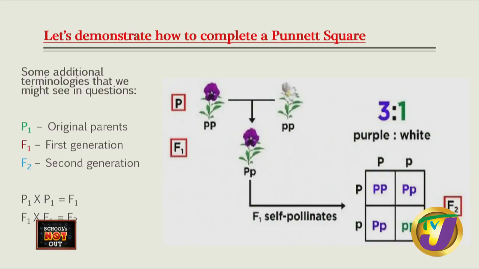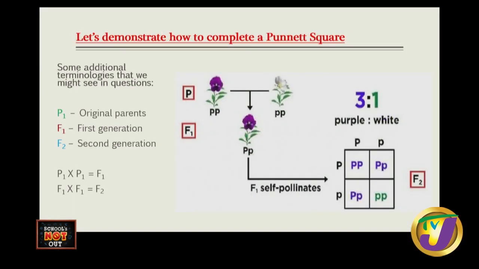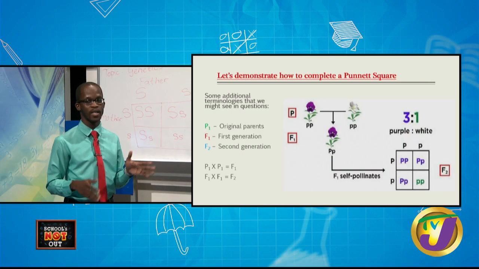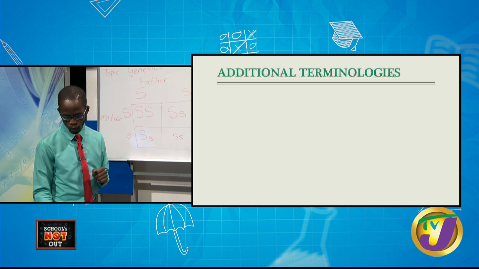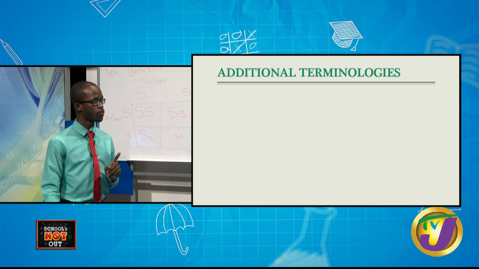So when you get a question and you see these, you can always map it out. P refers to our parents. So P times P gives us our F1. And then, of course, when we have 2 F1 generations coming together, that's what results in F2. Now, this theory was proposed by someone named Mendel, and I propose that you go and do some research on the history of genetics, and you will see some of the concepts coming out as to how we arrived at these terminologies. Now, our additional terminologies for today.